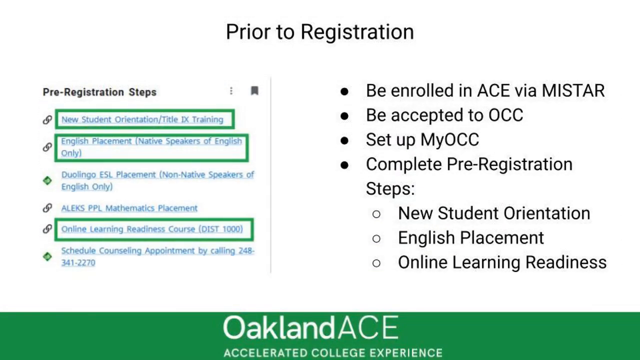In order to register for classes, OCC's enrollment office will only process your forms if you have completed 3 pre-registration steps. These pre-registration steps can be found in your My OCC app. The new student orientation, English self-placement, and online learning readiness must all be completed before registering for classes.